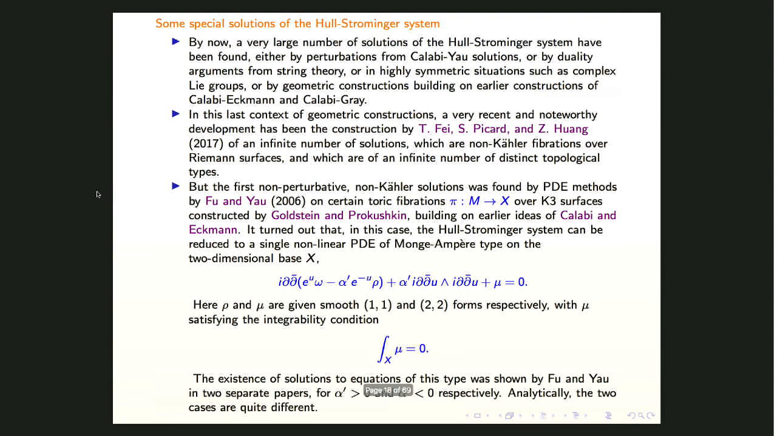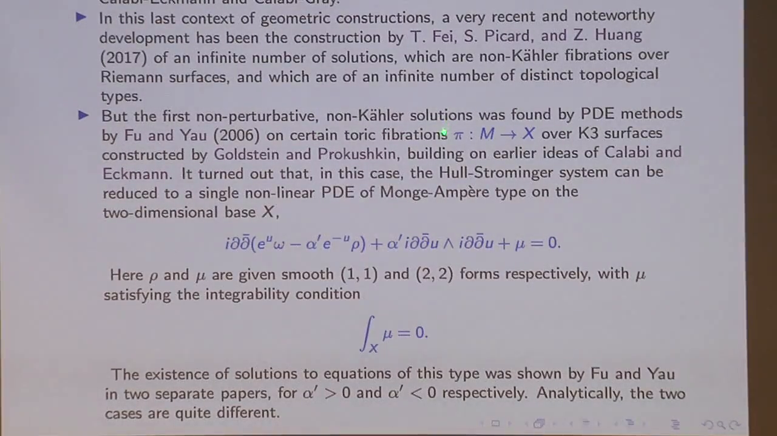Now, from our point of view, this is actually the main motivation for this talk. The inspiring work is the one of Fu and Yau in 2006. What they did is that they found, some 20 years after the original equations were written by Hull and Strominger, the first non-perturbative, non-Kähler solutions, and it was by PDE methods. The solutions were found on certain toric fibrations that were constructed by Goldstein and Prokushkin, building on earlier ideas of Calabi and Eckmann.